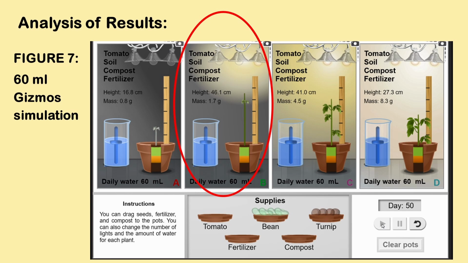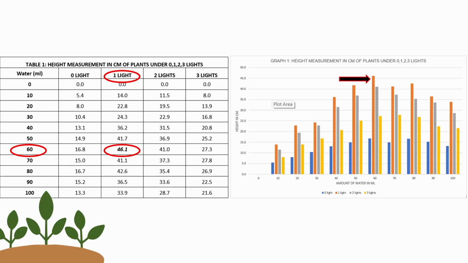In this Gizmos simulation activity, it was seen that the tomato seeds in pot 2, which were given 1 light and supplied with 60 ml of water, grew the tallest, measuring 46.1 centimeters and weighing 1.7 grams. Pot 2 was the tallest, but it looked unhealthy. The stem was thin and the leaves were scarce. These are the height data collected from all 4 setups. It showed that among the 4 setups, the best height was seen at setup 2, with 1 light and given 60 ml of water.